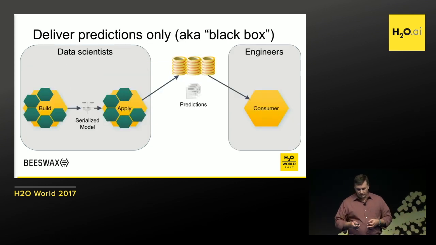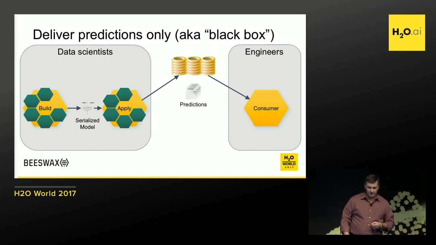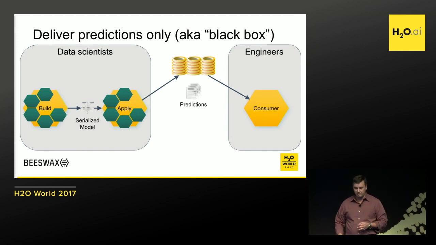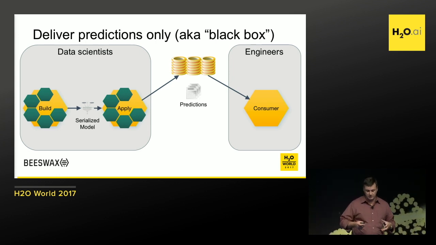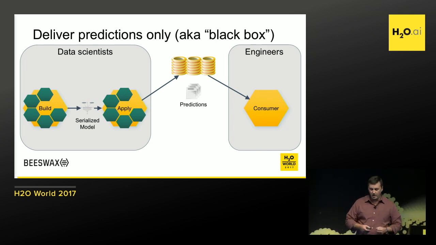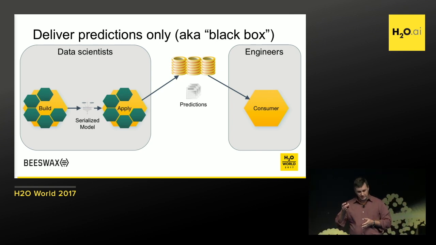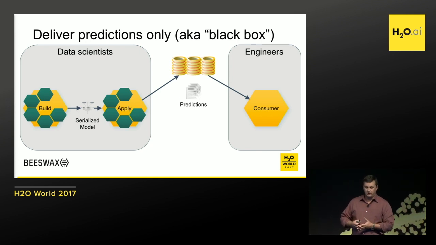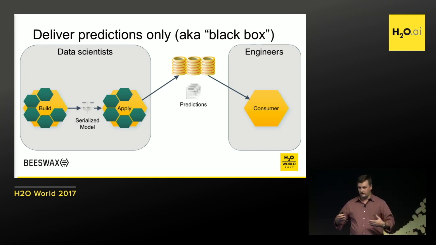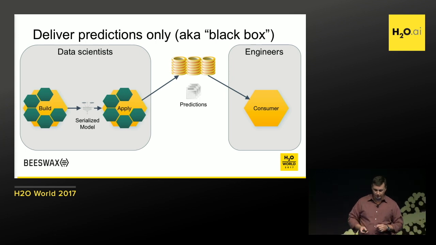So an alternative, like a little step towards sanity, is that we deliver as data science team, maybe we have engineers in the team, we deliver predictions. So it's a data interface, it's very clean, it's a contract, and there are two teams, one produces the predictions, another consumes them. Everything is good.